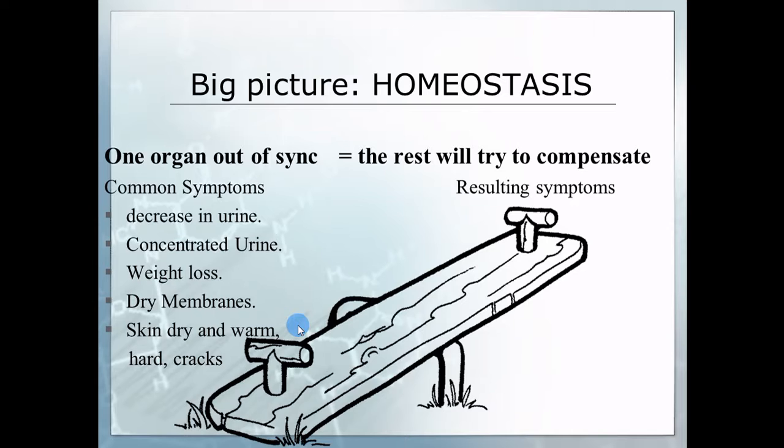And this last slide here, the big picture of homeostasis. I talked about several organs, and these were refreshers to make sure you remember the importance of the organs in fluid and electrolyte balance. So when you look, no matter what the organ is, you have a lot of key themes that happen. So let's go through. The organ's out of sync. You're decreasing your urine. You're trying to hold the fluids and electrolytes in. So your urine becomes more concentrated. You start losing some weight because remember, you're still breathing. You're still losing water. You still sweat. You lose water. Your feces is still holding some water in. You start getting really dry membranes, dry skin, warm, hard, and cracked.